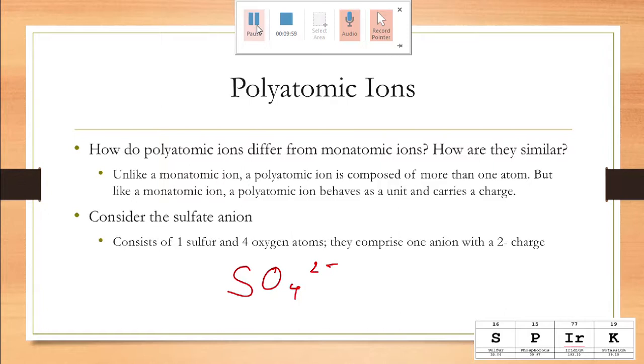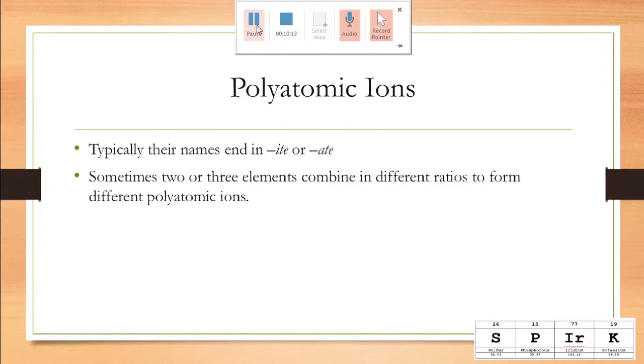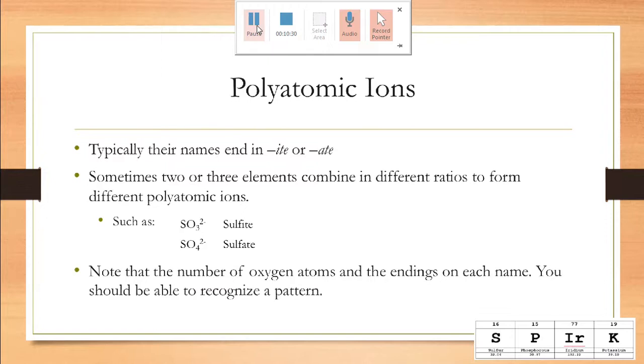So like monatomic ions, the polyatomic ions work together. They are one unit and they carry one charge. Typically, their names end in ITE or ATE. Sometimes two or three elements combine in different ratios to form these different polyatomic ions, such as SO3 2-, which we know as the sulfite ion, and SO4 2-, which we know as the sulfate ion. And note the number of oxygen atoms and the endings on each name. You should be able to eventually recognize a pattern, and hopefully you've already learned these names and figured out the patterns.